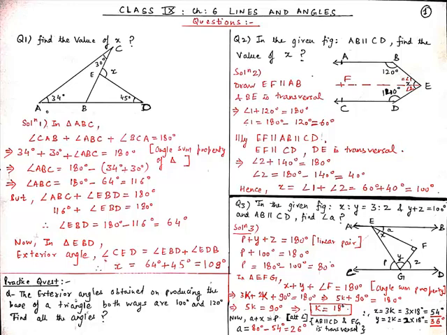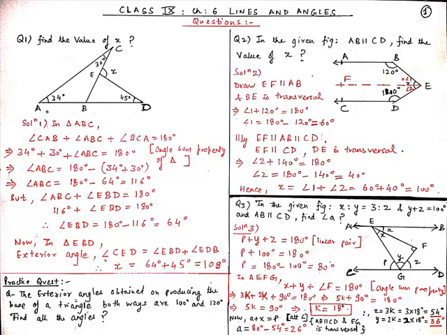According to this given figure, first we will consider triangle ABC, in which by applying the angle sum property of a triangle we can say that angle CAB plus angle ABC plus angle BCA equals 180 degrees. So from here, 34 degrees plus 30 degrees plus angle ABC will be equal to 180 degrees, and therefore the value of angle ABC will be equal to 180 degrees minus (34 degrees plus 30 degrees), which is equal to 64 degrees. Therefore angle ABC will be equal to 180 degrees minus 64 degrees, and this is equal to 116 degrees.